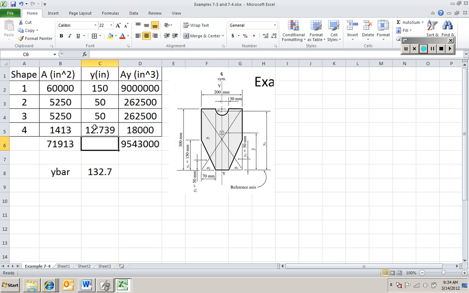That would be the y location of the semicircle, but it's not at the reference axis. It's from the top. So that's subtracted from the overall height. So it's 300 minus that. So we see that y bar is at 138. Something's not quite right there.